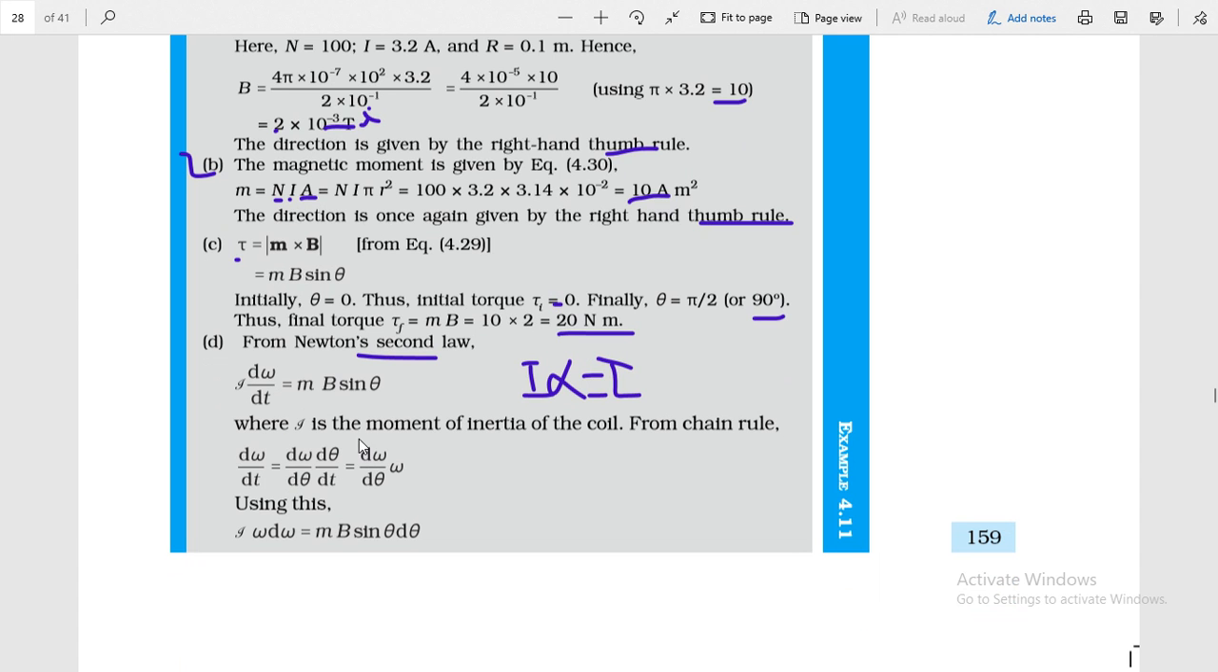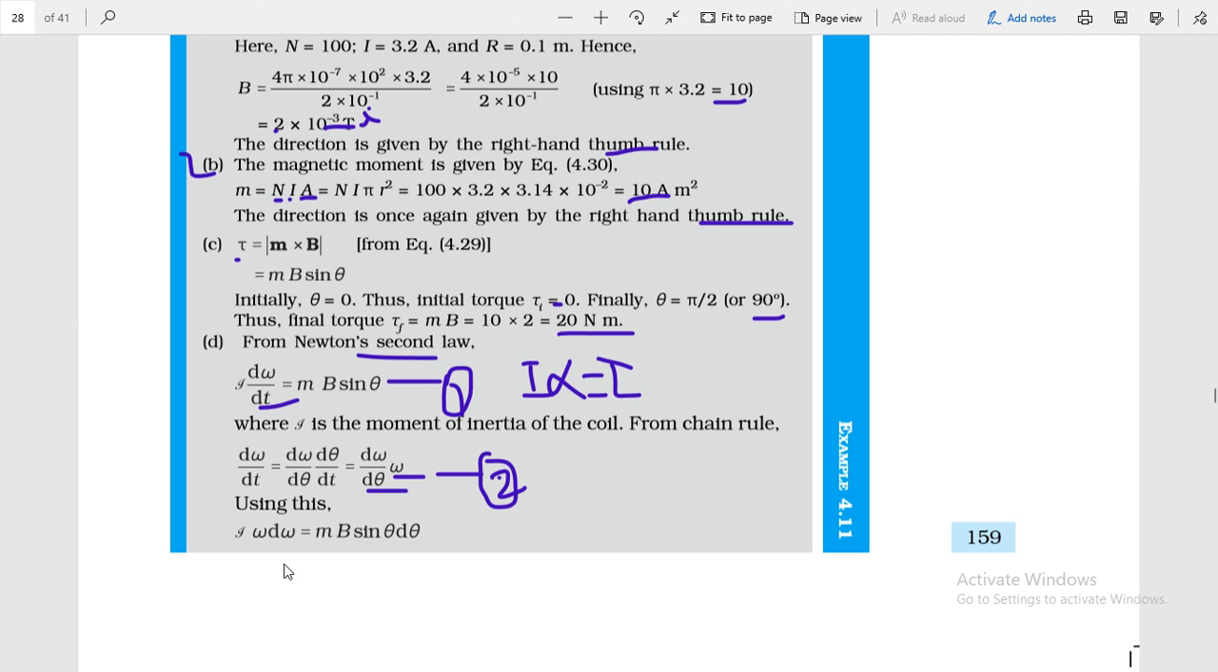Now you can write this equation like this, d omega by dt is d omega by d theta into d theta by dt. So this part, that is d theta by dt, can be written as omega, and this one is d omega by d theta. Now put the value of d omega by dt from equation number 2 into equation number 1, and you get I omega d omega is equal to mb sin theta d theta.